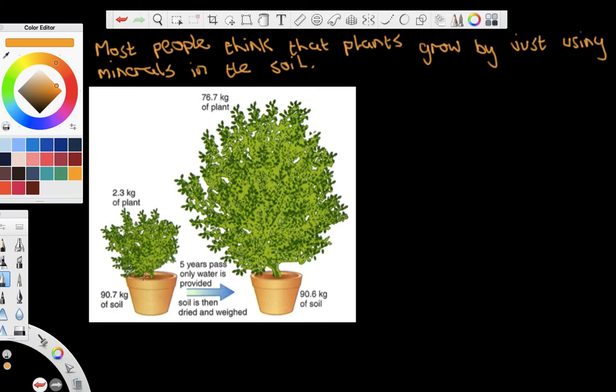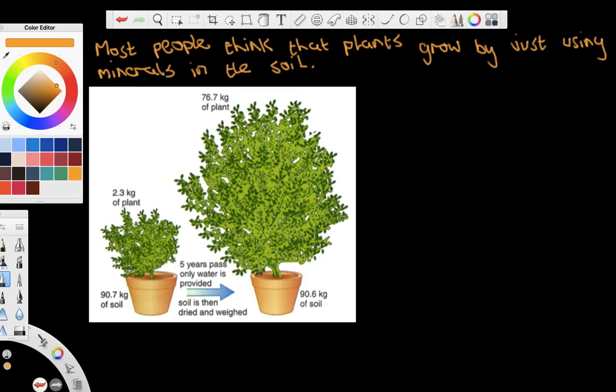Now, if the plant was using the soil to grow, the soil mass should have gone down and the plant's mass would have gone up. However, he noticed that that didn't happen. The soil, although it did go down, it was very marginal. It was 0.1 of a kilogram. Okay, so it went down by 100 grams. However, the plant grew exponentially. The plant grew by, let's say, 74 kilos. I can't do that quick enough. Okay, well, it would be 73.4, I think. You know my maths is terrible. Okay, but you get the idea.